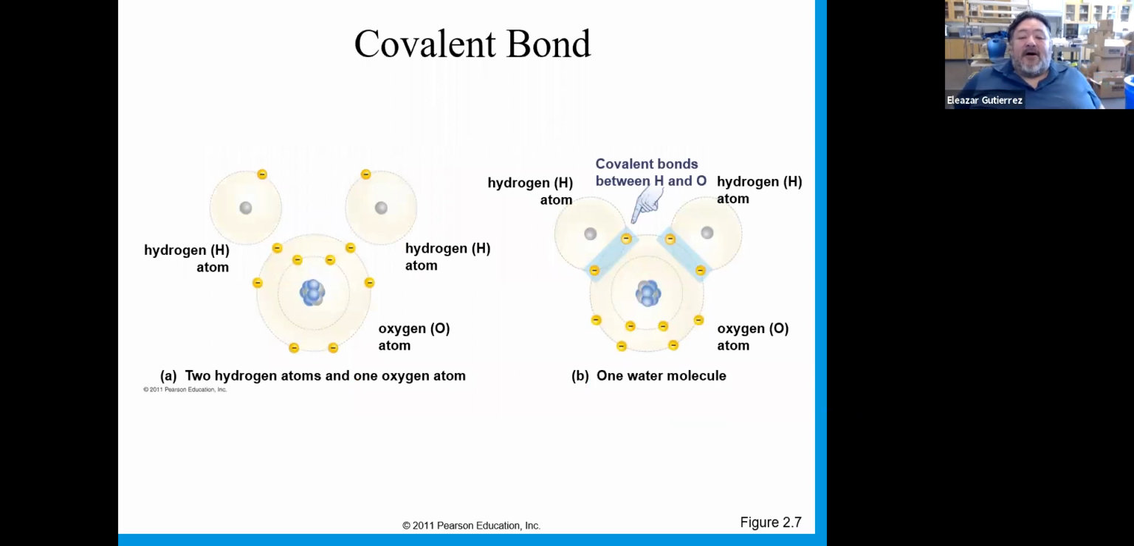Okay, covalent bond. What do we say that a covalent bond was? We said that a covalent bond was a sharing of electrons. So let's take a look at this.